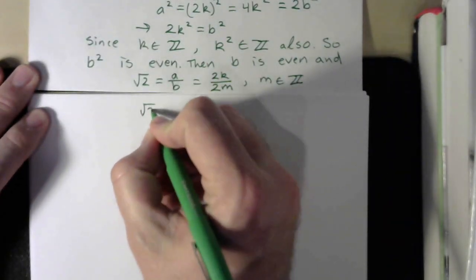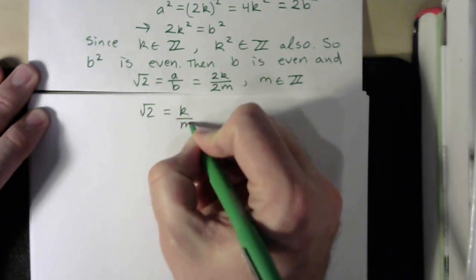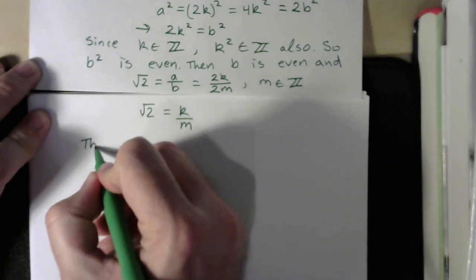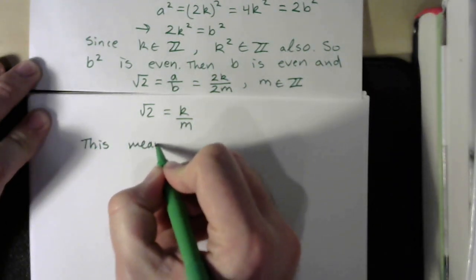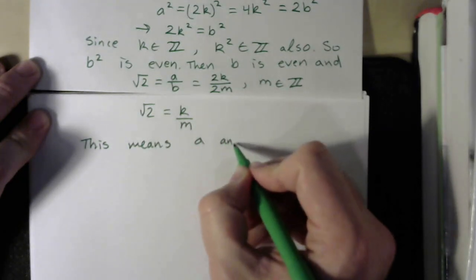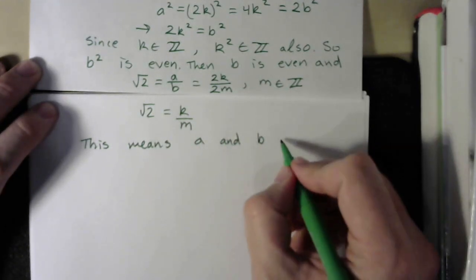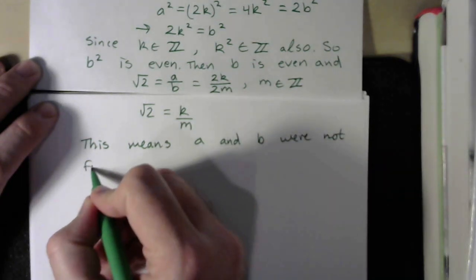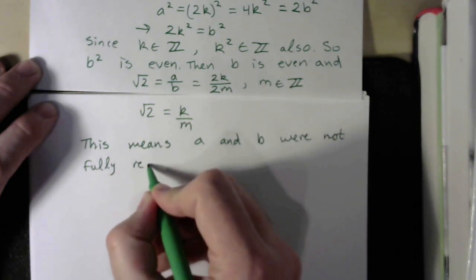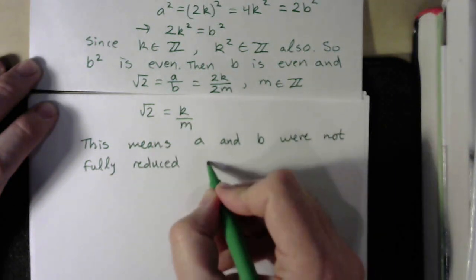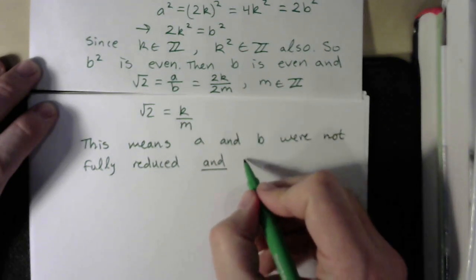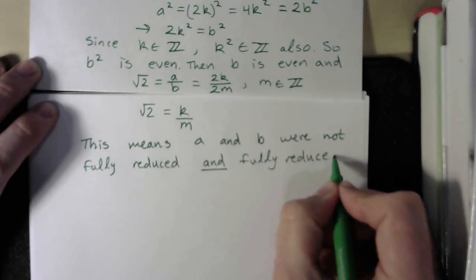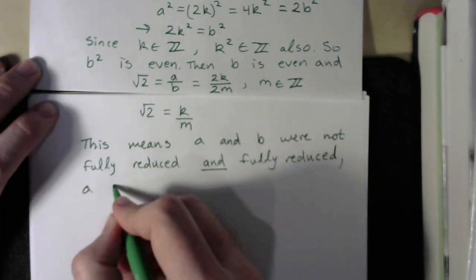Right, so then we have the square root of 2 equals k over m. And this means a and b are not fully reduced, and fully reduced, which of course is a contradiction.